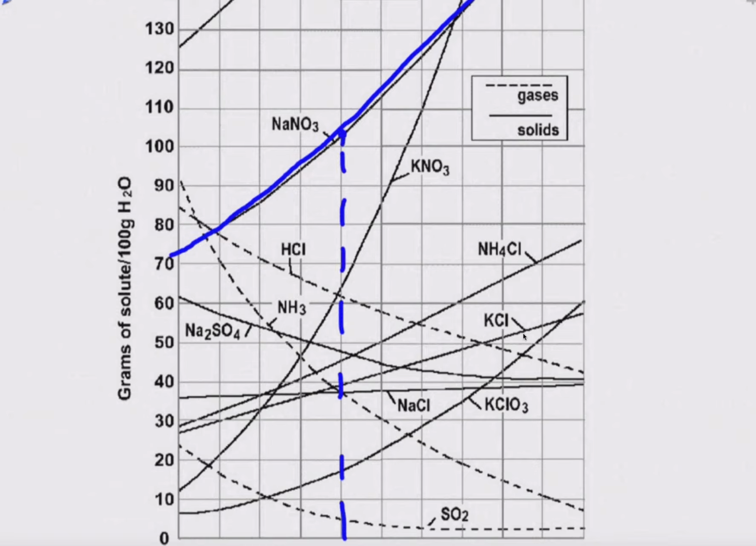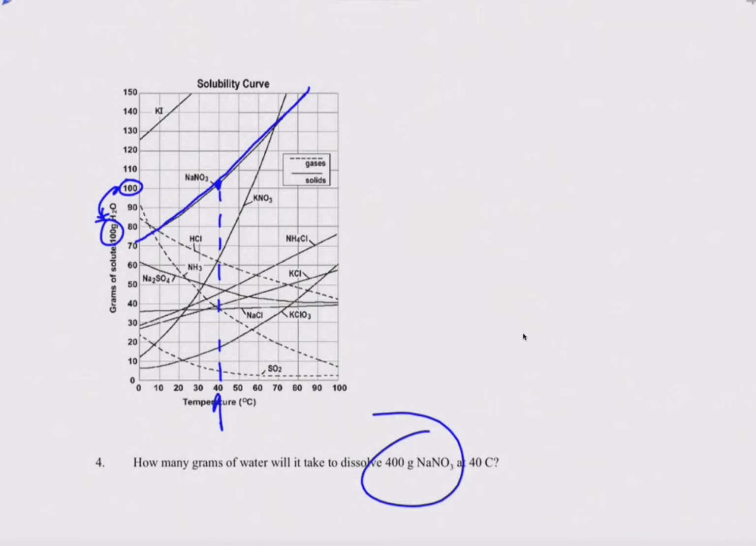the line for sodium nitrate hits that line right about 100 grams. Right? It says we could dissolve 100 grams of sodium nitrate in 100 grams of water at 40 Celsius. So then it's really about 1 gram to 1, right? It's 100 to 100. So therefore, if I wanted to dissolve 400 grams of sodium nitrate, I would need 400 grams of water to do it.